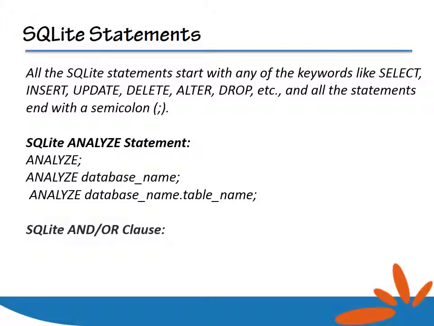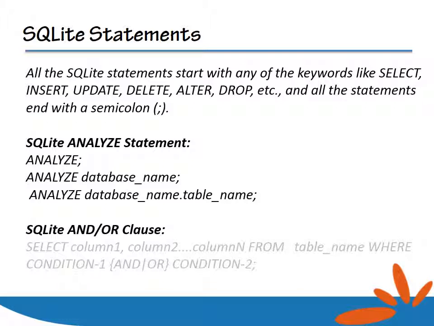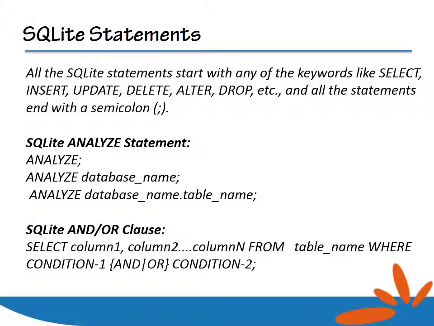The analyze command gathers statistics about the tables and indices and stores the collected information in an internal table of the database where the query is processed. The second one is the SQLite AND and OR clauses, and usually these particular clauses are used in a select command. For example, select, specify the first column name, going to the last column, separated by a comma, from, specify the table name, where, specify the condition, then the AND or the OR clause, followed by the second condition, terminated by a semicolon.